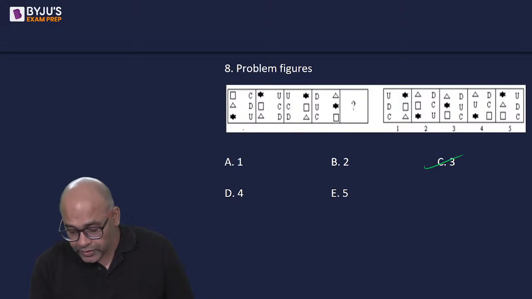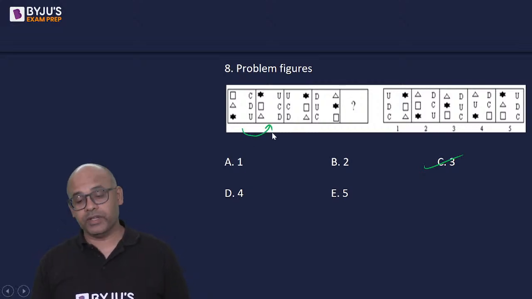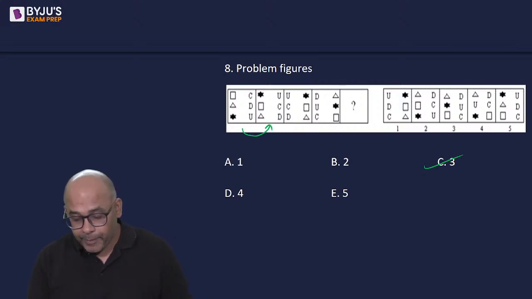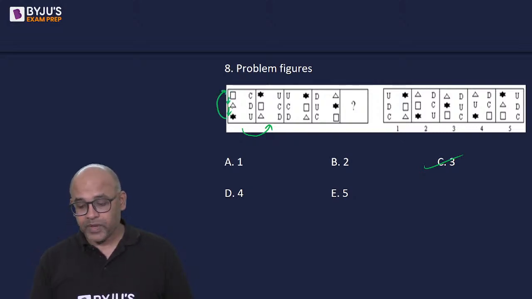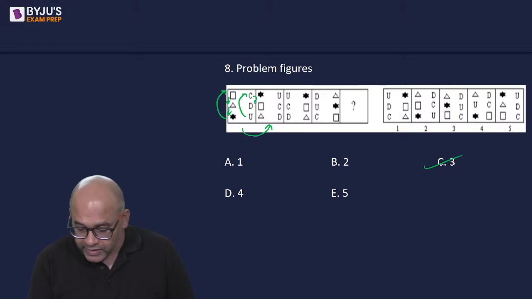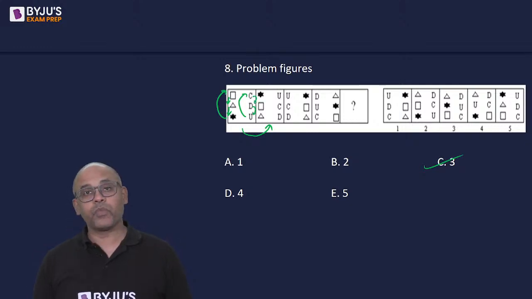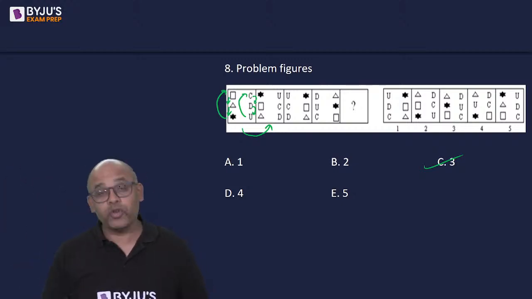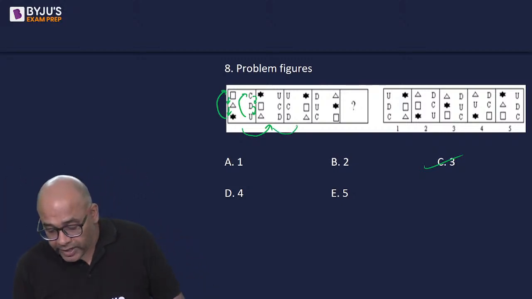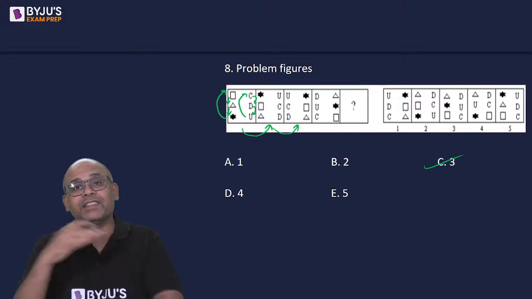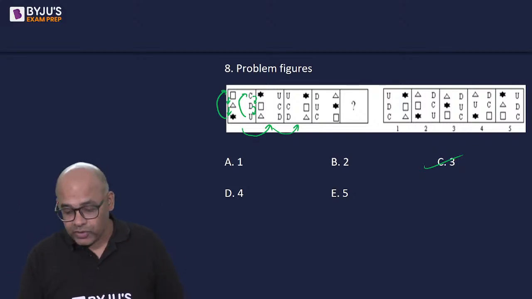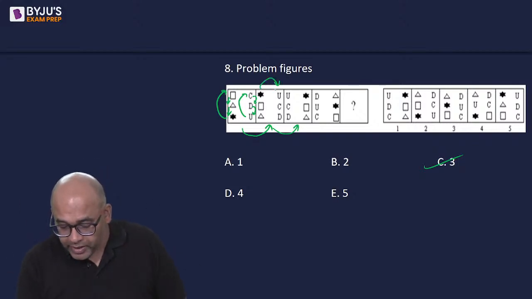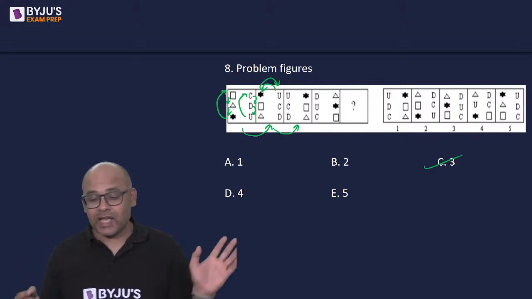Why? So first let's go from here to here, the first to the second. What is happening? It is cyclical movement. This is coming here, this is coming here, this is coming here. Similarly, U is going here, C is coming here, D is coming here. So cyclical movement of the left column and the right column. You got your second figure. Now to go from second to third, what is happening? You are just interchanging. So interchanging means this column is coming here, this column is coming here. That's it. Nothing else is happening.